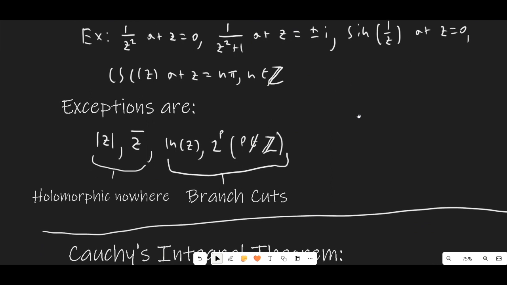The only exceptions to this rule are essentially going to be weird functions like modulus of z, or absolute value of z, however you want to say it, and z bar, which is the complex conjugate of z. These are holomorphic and analytic nowhere in the complex plane because of the way that they act. They're just not normal functions, essentially.